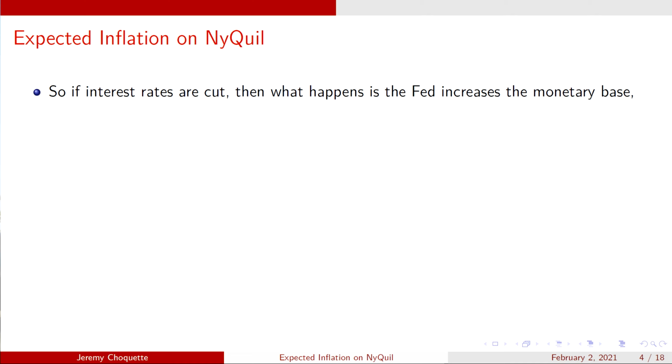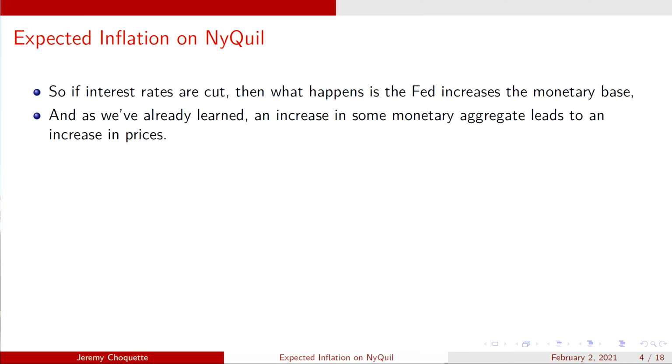So if interest rates are cut, what happens is the Fed increases the money base. They increase the money base by buying certain treasury securities from financial institutions, and they ultimately convert those treasury securities, which are relatively illiquid assets, into more liquid assets, hence cash. So that cash goes into the money base. Now, we know the money base is not the same as the money supply. If we increase some monetary aggregate, it's usually going to lead to some kind of increase in prices. But what monetary aggregate is being changed will determine what the change in price is going to be.